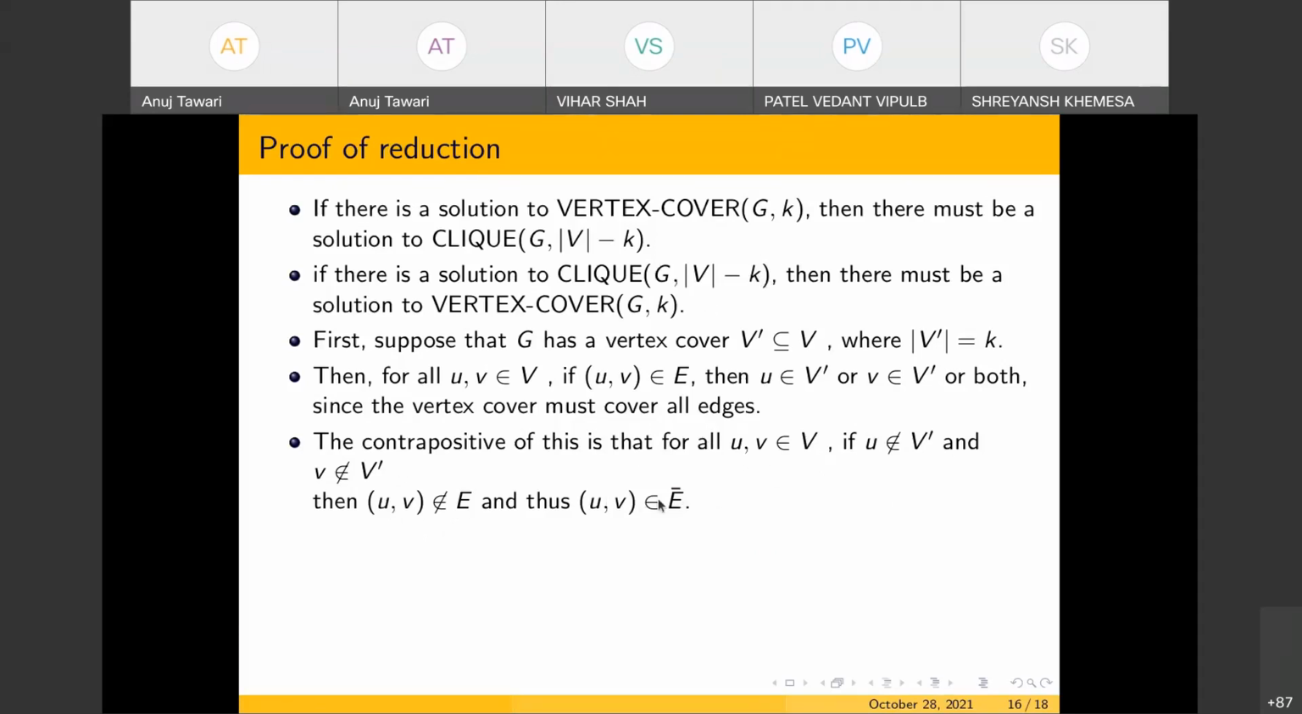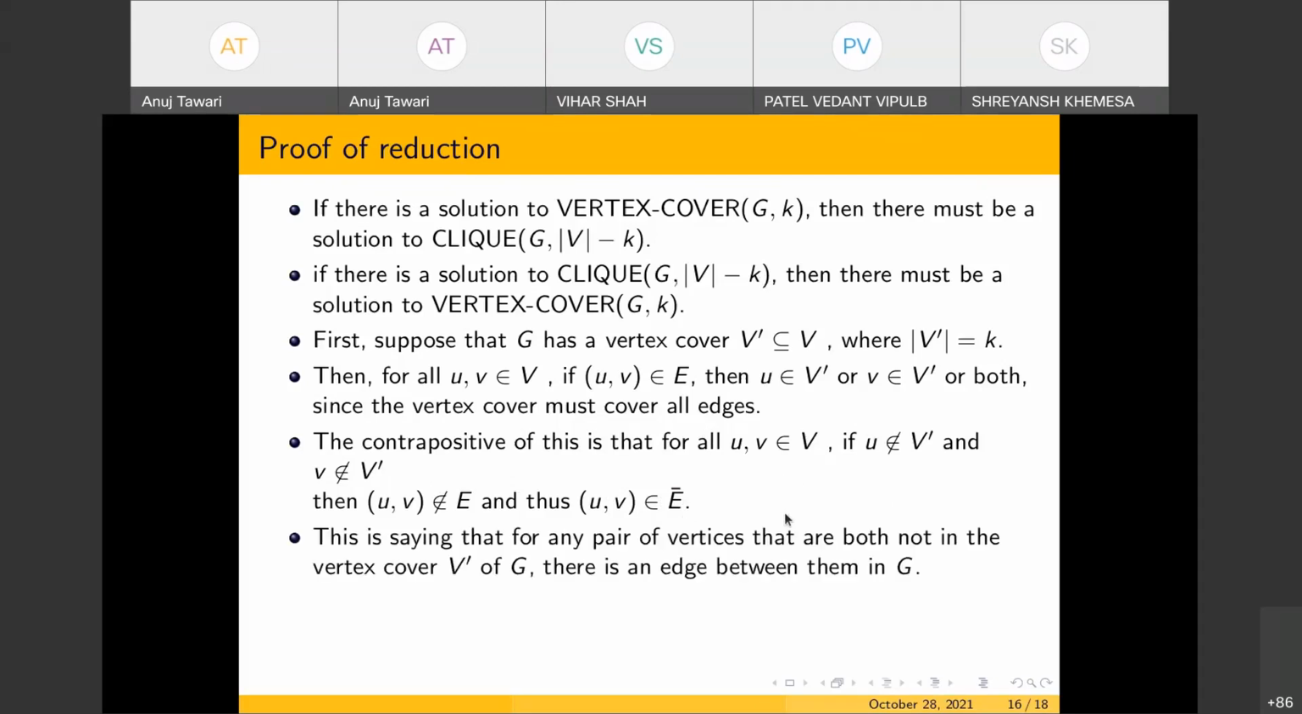So that means this will be an edge in the complement graph. This is called a complement graph, where whatever edges were not there in our original graph, we are including in the new graph, and whatever edges are there, we are not including in this new graph. So now what this says is that for any pair of vertices that are both not in this vertex cover V prime, there is an edge between them in this new graph.